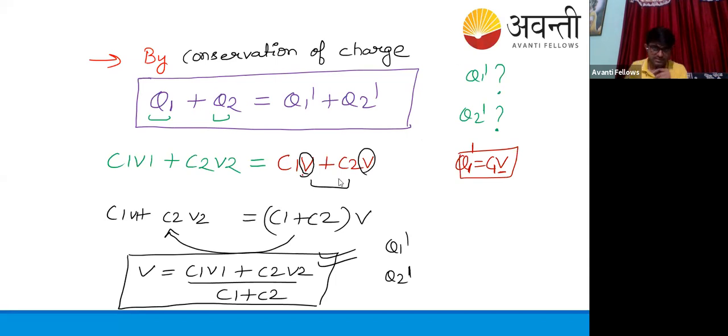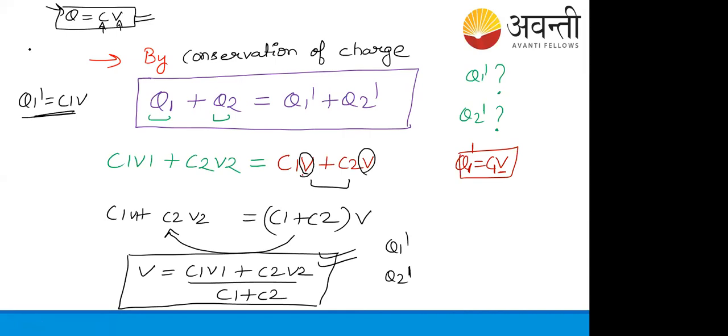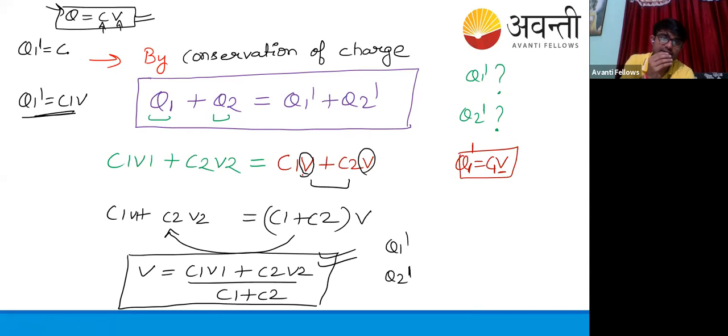One student is having a question: why C1V? The reason is this. The student asks why I wrote Q1 dash is equal to C1V. I told you at the beginning of the lecture that the common formula is Q is equal to CV. If charge is given, you need to find capacitance, or potential difference is given, then you can use this formula. Here, Q1 dash is the charge, capacitance is C1, and the potential difference is the common potential V. So for this, I use this formula. I hope it's clear to you.